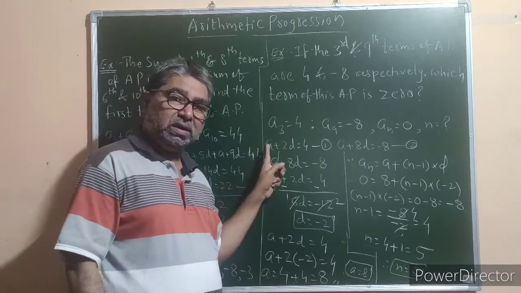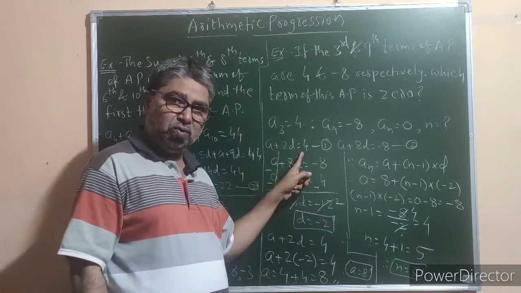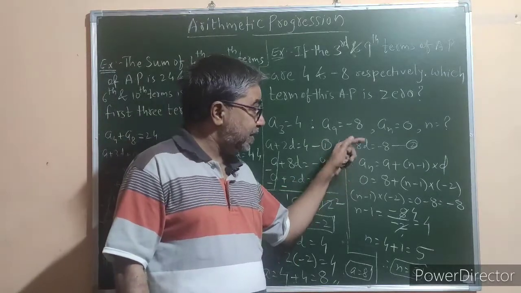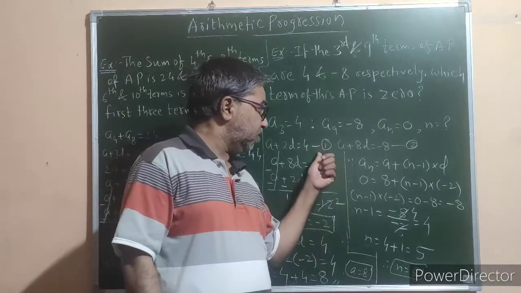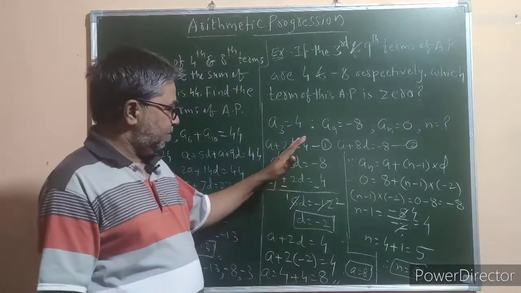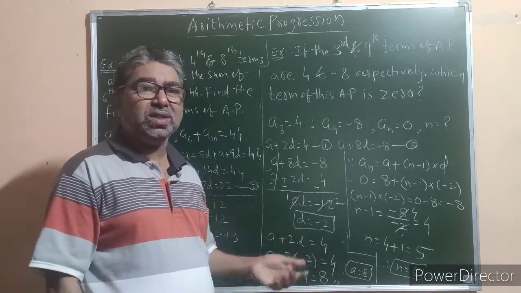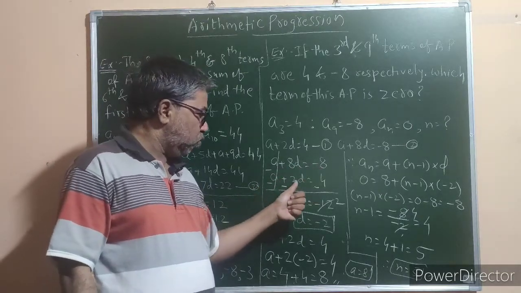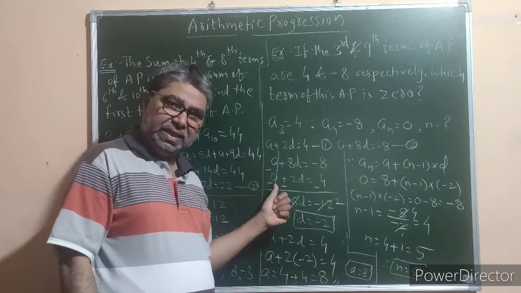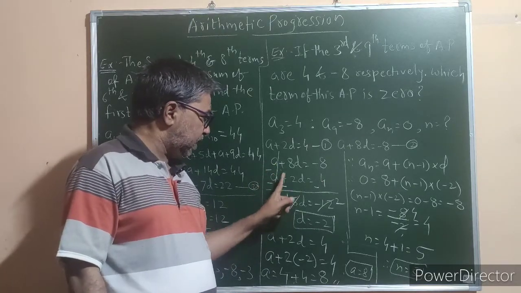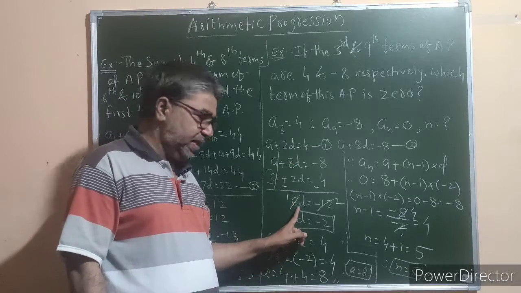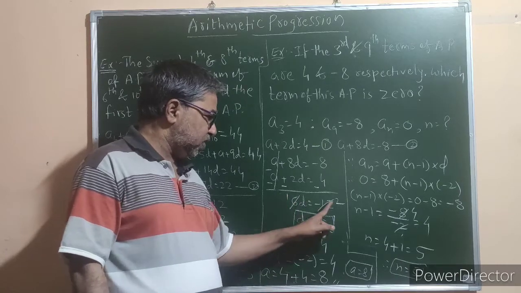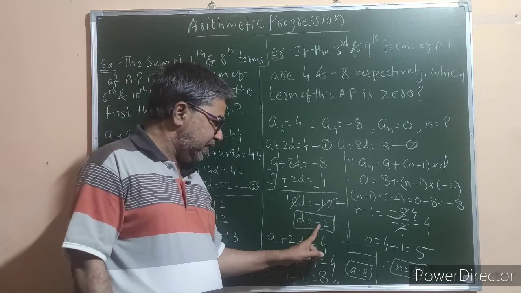a3 is equal to 4, applying the formula, a plus 2d is equal to 4, call this equation 1. a9 is equal to minus 8 is nothing but a plus 8d is equal to minus 8, call this equation 2. Again, by elimination method, solve these simultaneous equations. a plus 8d is equal to minus 8, a plus 2d is equal to 4, subtraction, changing the sign and adding, plus a minus a got cancelled, 8d minus 2d will be 6d is equal to minus 8 minus 4 will be minus 12. So 6 ones are 6, 6 twos are 12. So the value of d is minus 2.